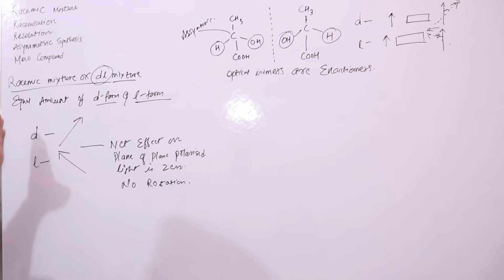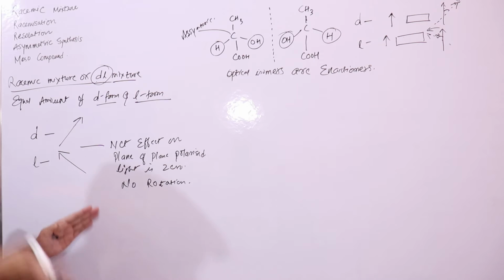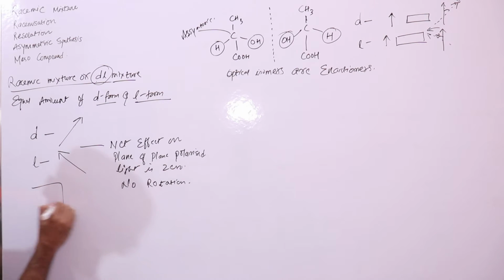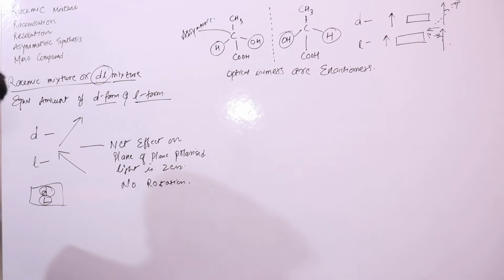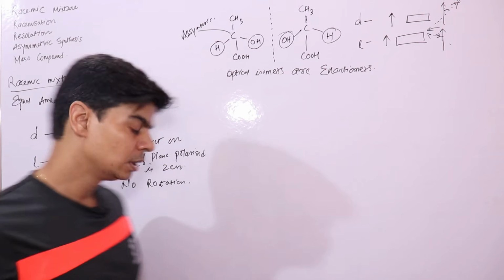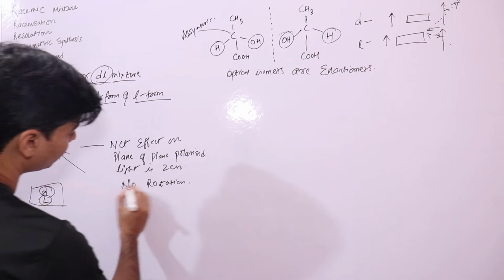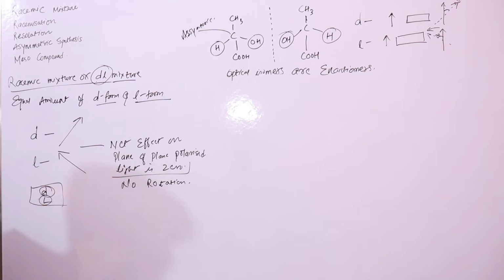Because if D will try to rotate it towards right, then L will try to rotate it towards left, right? Just understand it this way: if you have a racemic mixture, it has equal amounts of D and L form, right? So one will try to rotate it in the right direction, one will try to rotate it in the left direction, right? So what rotation is done by the D form would be compensated by the rotation caused by the L form, right? So resulting in net rotation 0. So this is your racemic mixture, right?